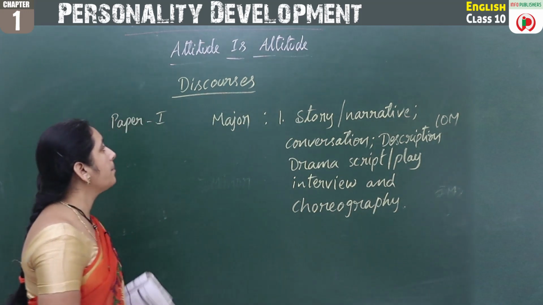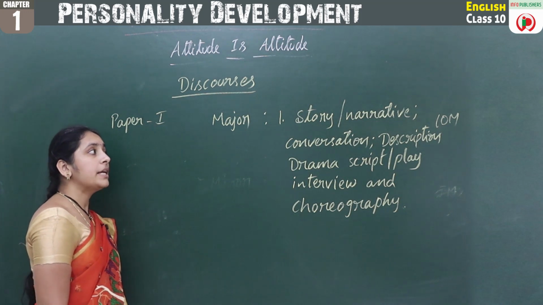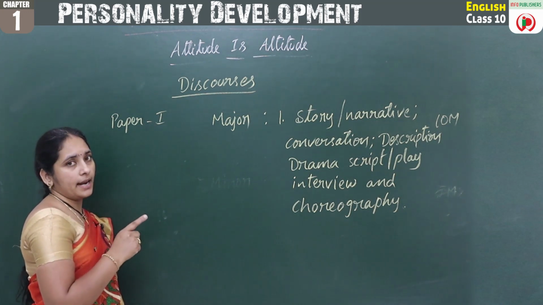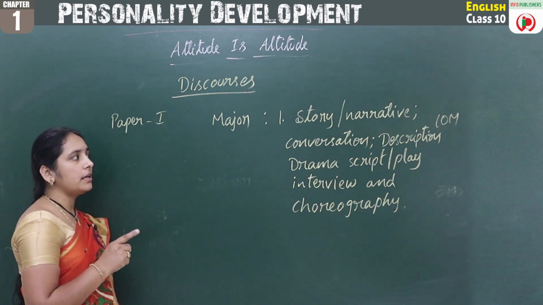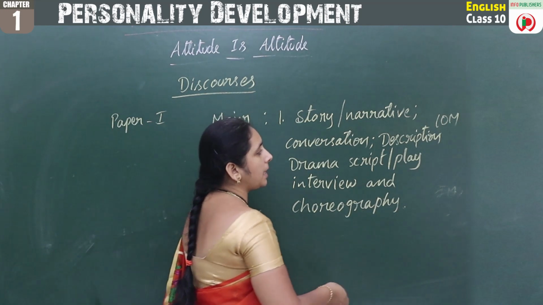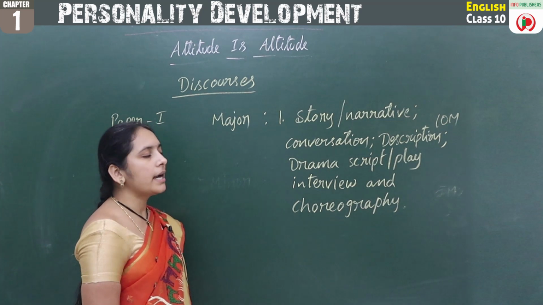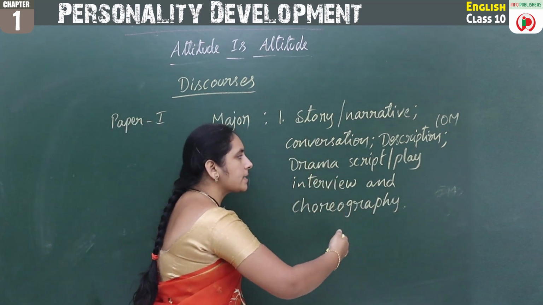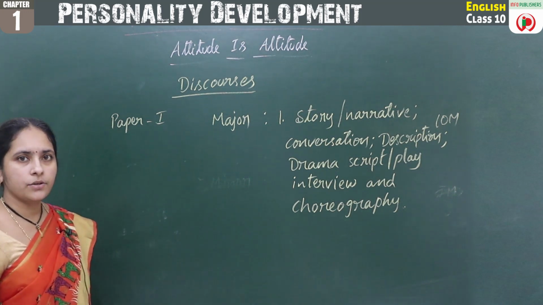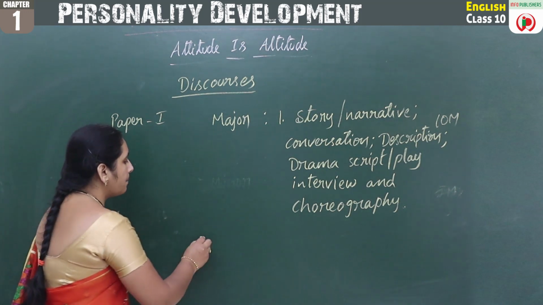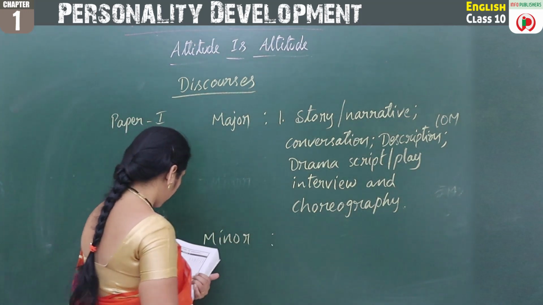Okay, so these are the major discourses in Paper 1: story or narration, conversation, description, drama script or play, interview and choreography. On these topics, any two will be asked. That is the internal choice you have. This is for 10 marks. And for minor, they will give only one, for 5 marks.